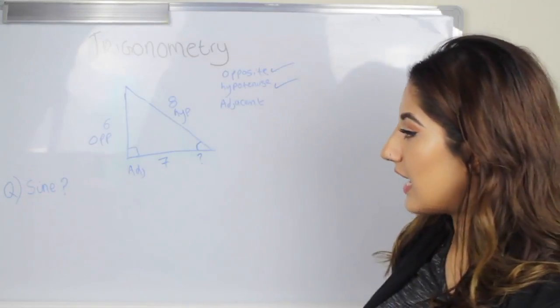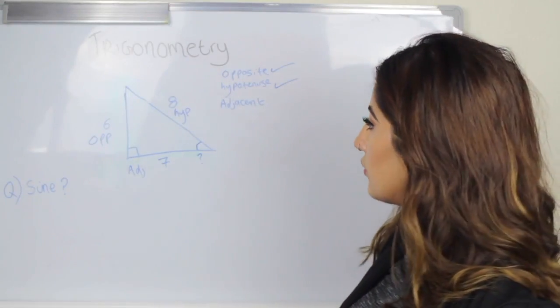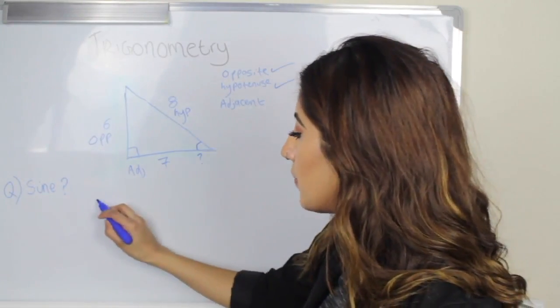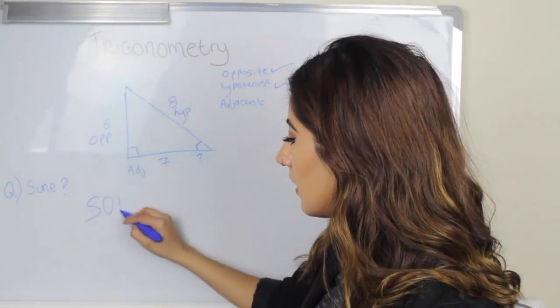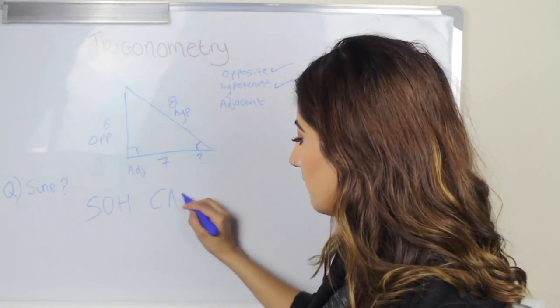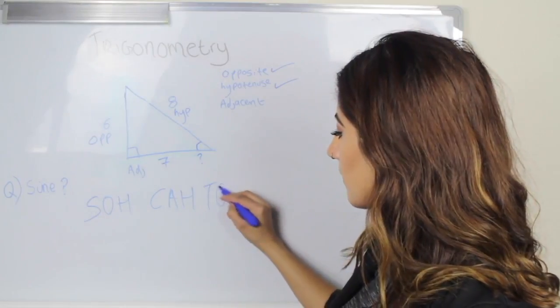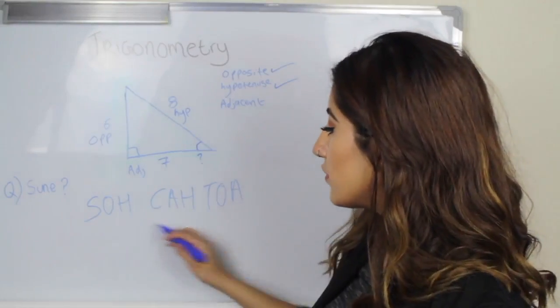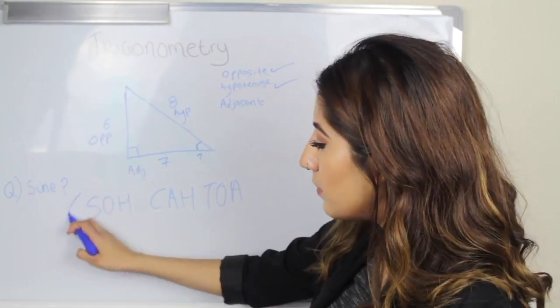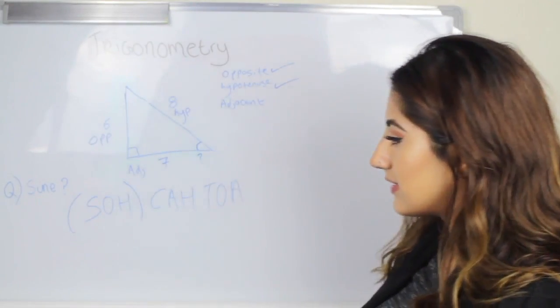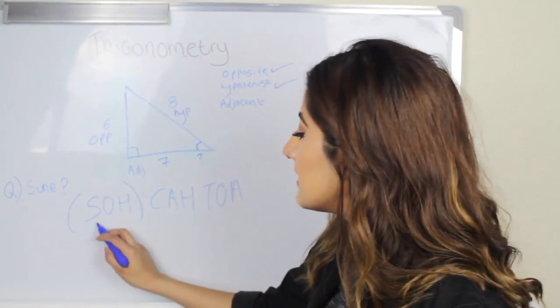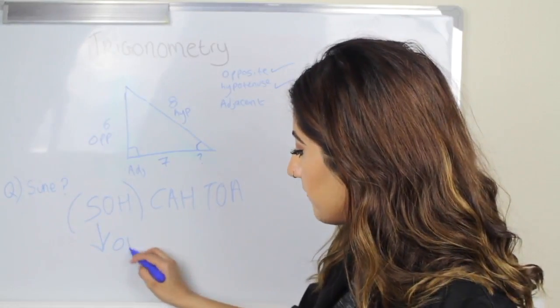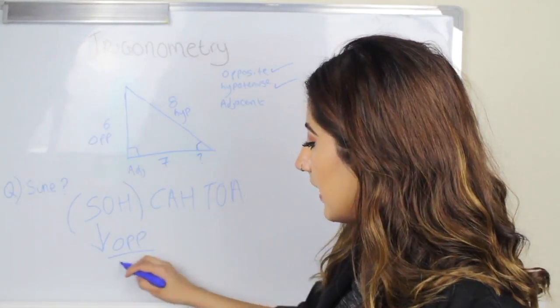Right, so the question asks us to work out the sine. Like I told you in the previous video, we need to remember SOHCAHTOA. So we have SOHCAHTOA over here, and to work out the sine we're using this portion of the phrase. To work out the sine, it is always the opposite over the hypotenuse.